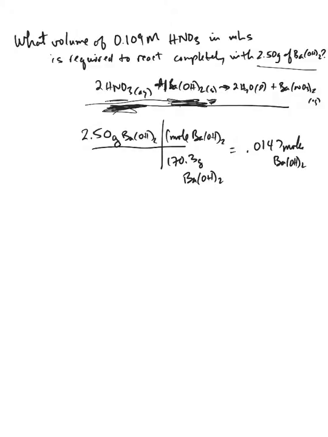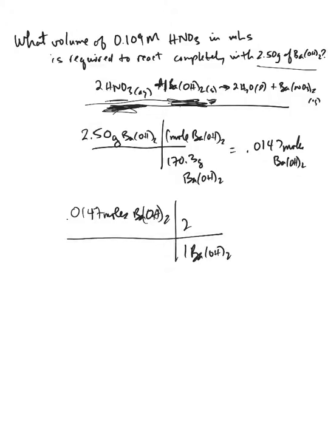Now, notice the 2-to-1 ratio. Whoops, that's a 7. The 2-to-1 ratio from the balanced equation means that I have to do this: 2 moles of HNO3. And so my number gets doubled, and I get 0.0294 moles of HNO3. The question was, though, how many milliliters?